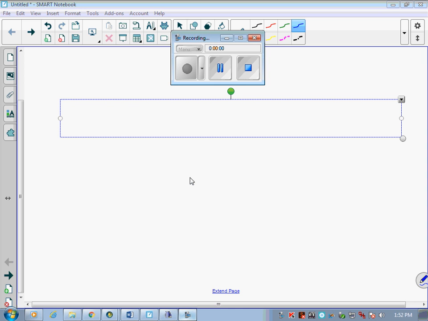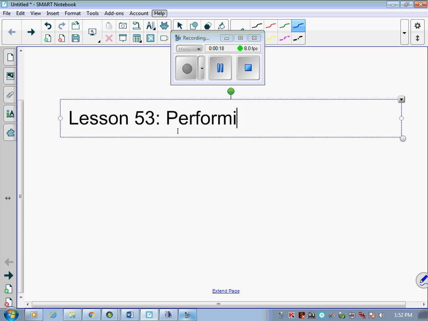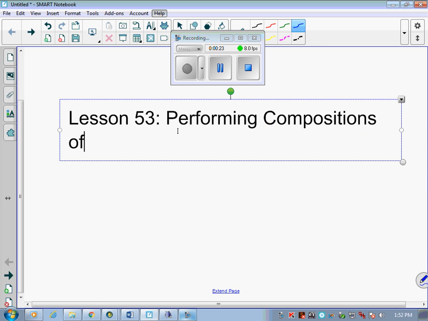Right, so where we're at today, you want to be open in your books to page 376, lesson 53. What we're going to be looking at today is performing compositions of functions. Okay?